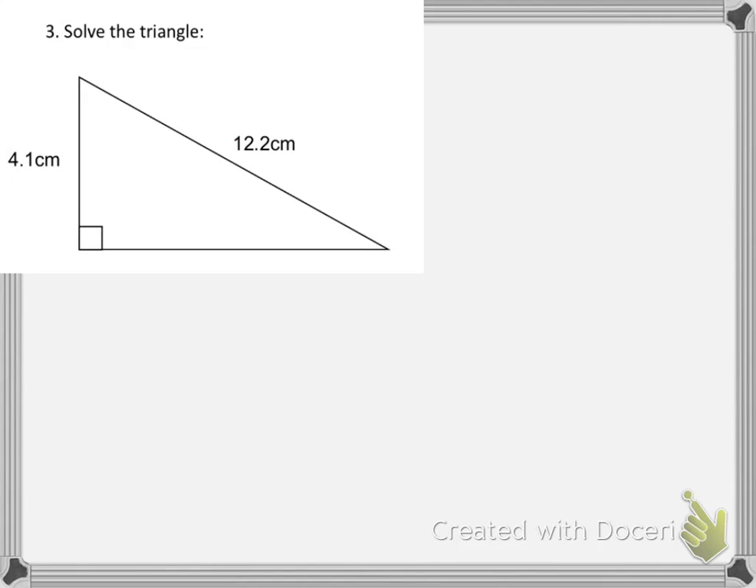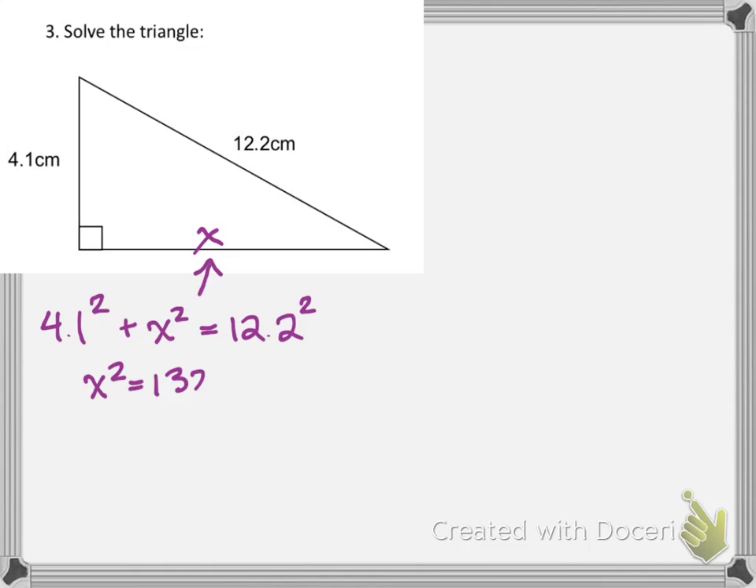This one is just to solve the triangle. Remember, to solve the triangle means find all the missing sides, all the missing ratios. So first, let's find this and let's call it x. As it's a right angle triangle, we can use Pythagorean theorem. So 4.1 squared plus x squared is 12.2 squared. And then x squared is 132.03. I'll let you check that, but just make sure you do all the arithmetic properly. I'm sure you'll be able to do that. And then that makes x 11.5.